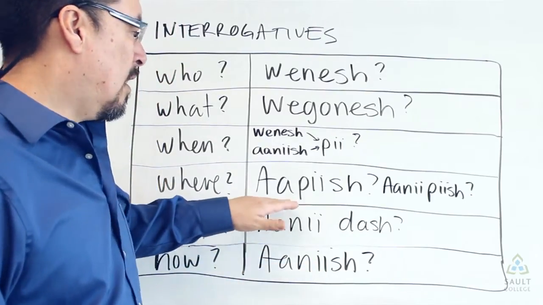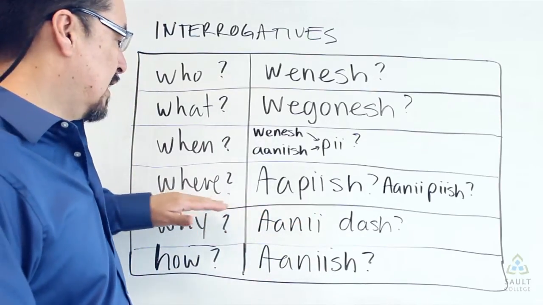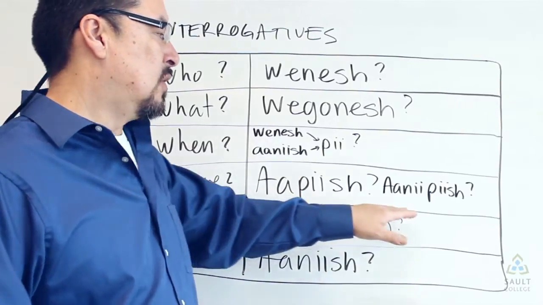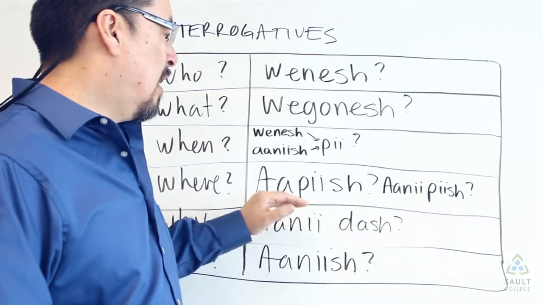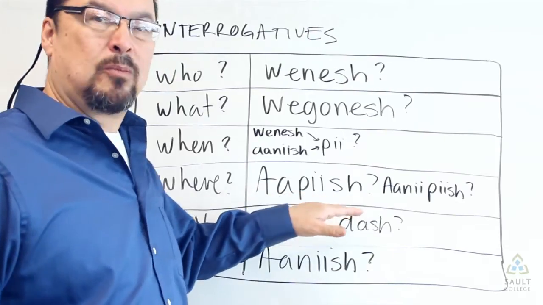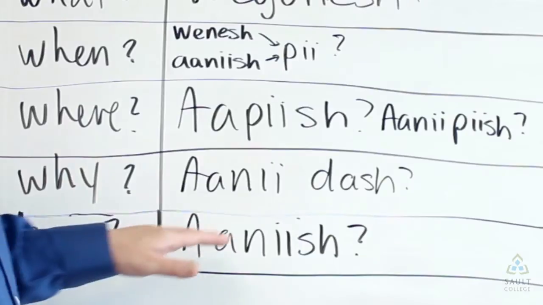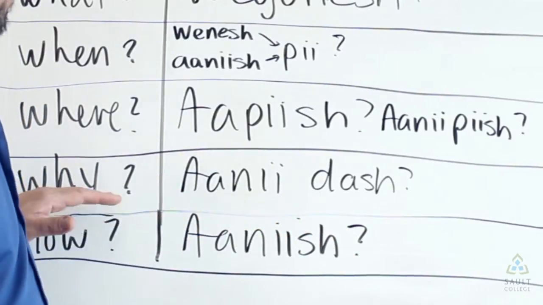Where? Apish. Again, this has two possible translations. Where? Apish or ani pish. Apish ngi giton. Where did you place it? Where did you put it? Apish giton. Why? Anidash. Why?